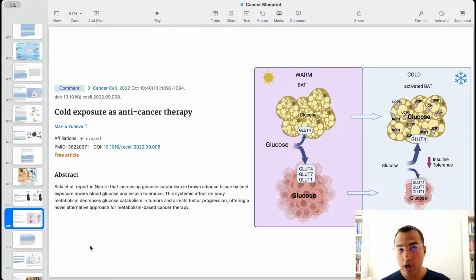This is another paper that was published in October 2022 in Cancer Cell, and it has a very similar graphic. Under warm conditions, we have plenty of glucose going to the tumor cell. It's actually out-competing the normal cells, but when cold is introduced and the brown adipose tissue is being activated, it actually preferentially steals the glucose away from the tumors, leading to a shrinkage of the tumors. The systemic effect on the body, metabolism decreases blood glucose catabolism or breakdown in tumors and arrests tumor progression, offering a novel alternative approach to metabolic-based cancer therapies.